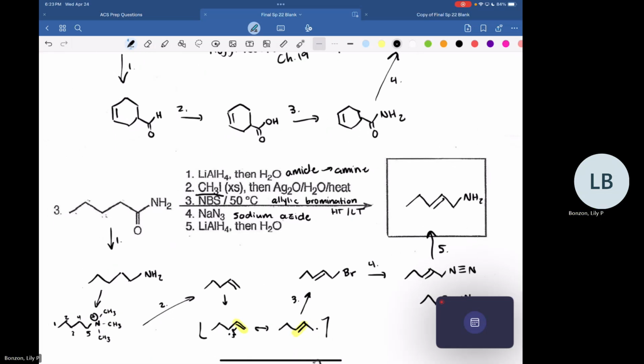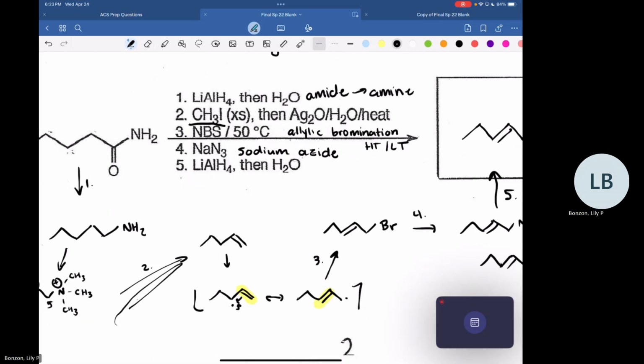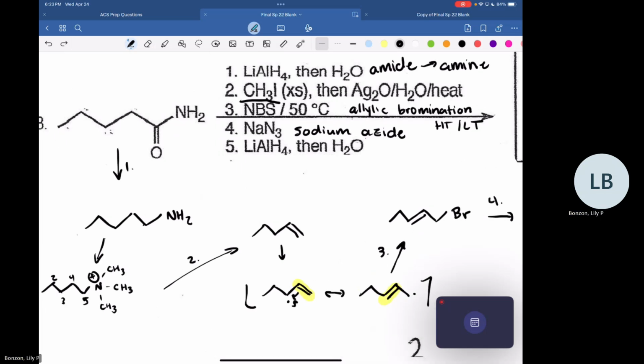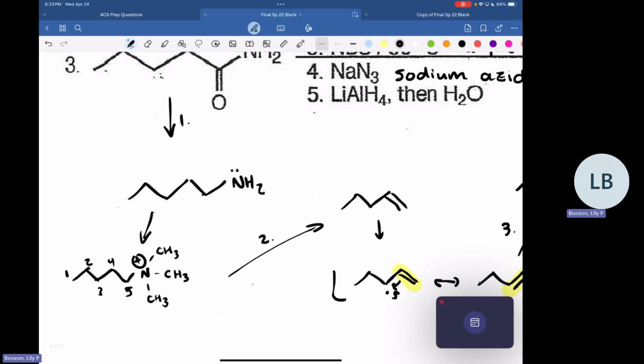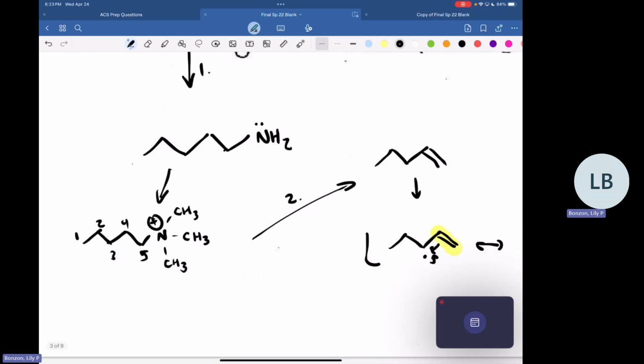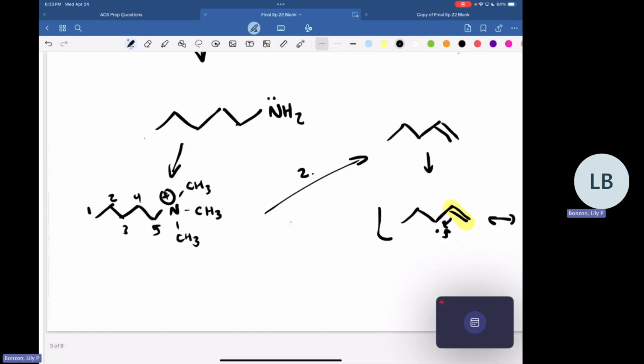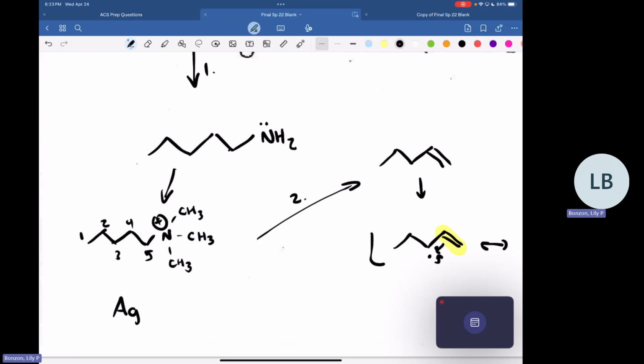Sure, the first step. Second step, right here. Yes. The CH3I is basically going to attack and attach itself to nitrogen, and it's just going to surround it because we have excess. That creates a positive charge on the nitrogen and makes it a good leaving group. You don't need to know the mechanism for this one, but the Ag2O forms, I think, an ionic interaction with the nitrogen and helps remove it. And then it forms a double bond in its place, kind of.